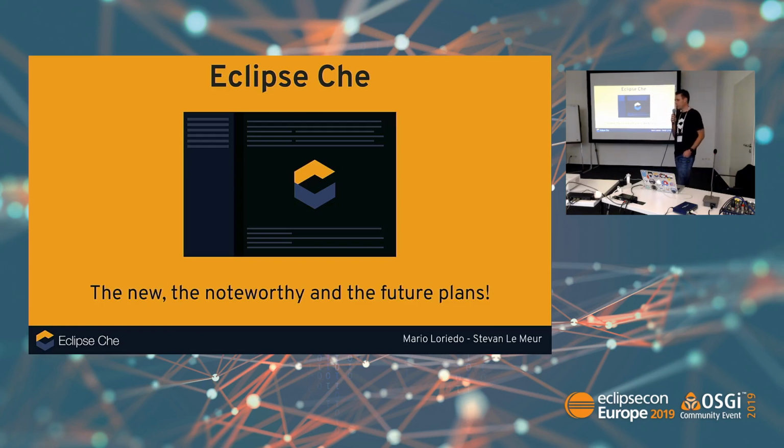So in this session, we are going to speak about Eclipse Che and the latest release that has been done for Che. So we will speak about the new, the noteworthy, and the future plans of Che. We are two for the session. So Mario Loriedo, who is project lead on Eclipse Che, and myself, Stéphane Lemer, who is also a committer on Eclipse Che. We are both working for Red Hat. Mario is architect, and I'm product manager.